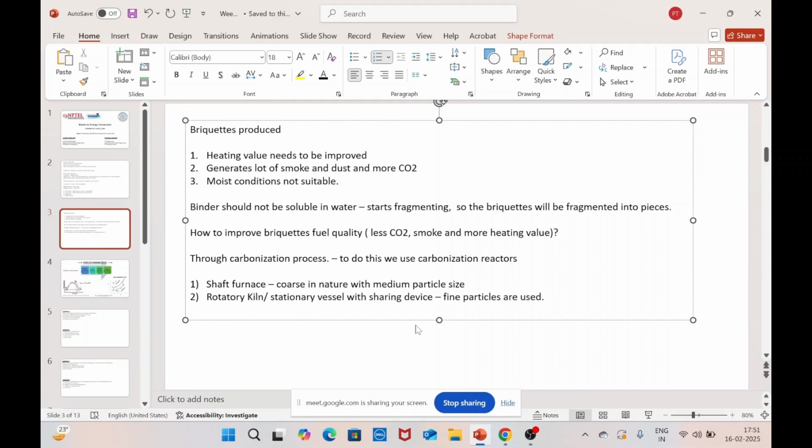Now I hope you would have gone through how the shaft furnace and the rotary kiln work. So the question is, why can't I use fine particles in the shaft furnace? Why does the shaft furnace need to use only particles which are porous in nature, or which have a medium particle size? What happens if, let's say, I don't have the idea of these carbonization reactors and I use fine particles in the shaft furnace? Why can't I use fine particles in the shaft furnace?